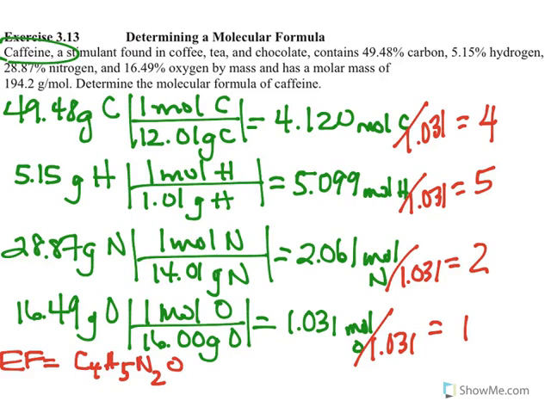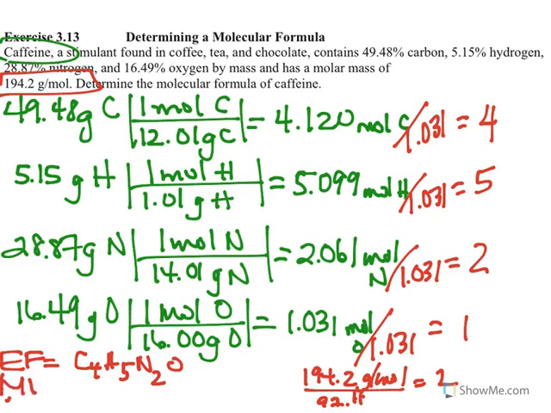C4H5N2O. We need to find our molecular formula, so we're going to take that mass that's given in the problem, 194.2 grams per mole. We're going to divide it by the empirical formula mass, which if you add that up is 97.11. And so our multiplier is really 2.